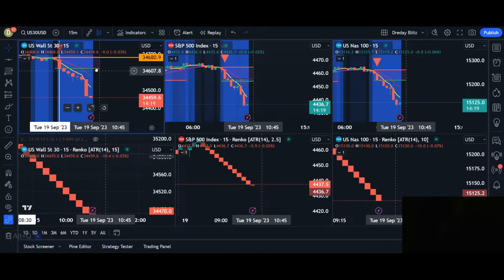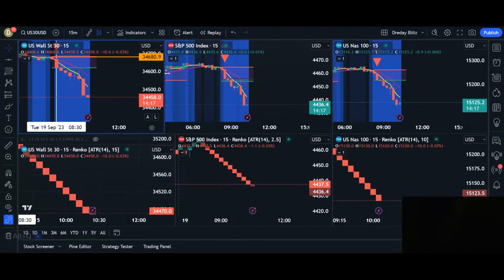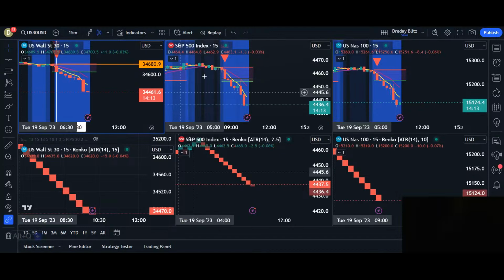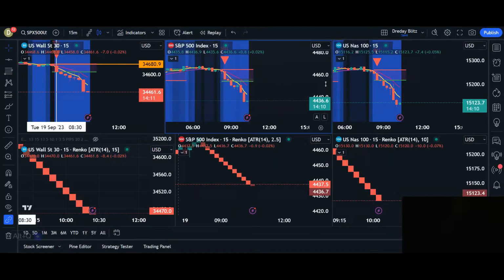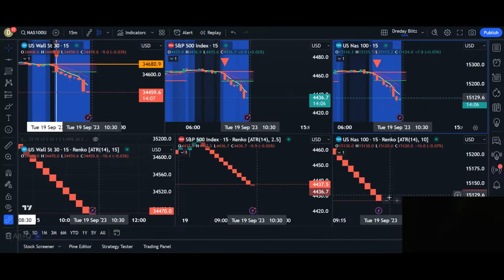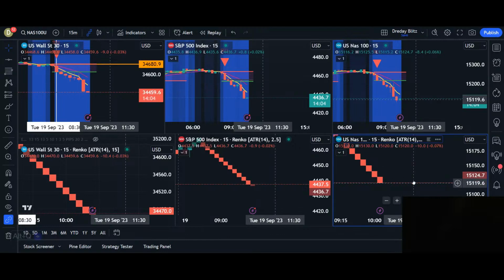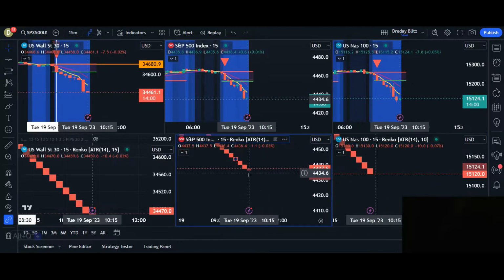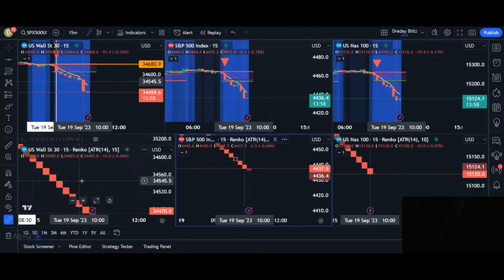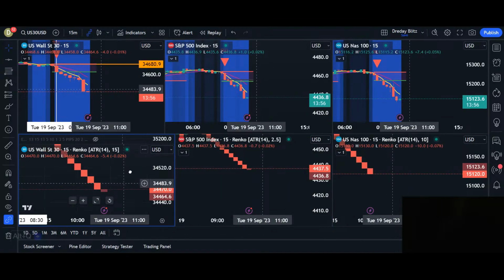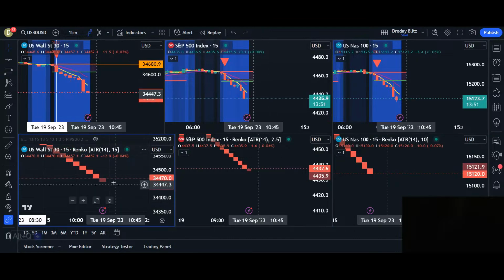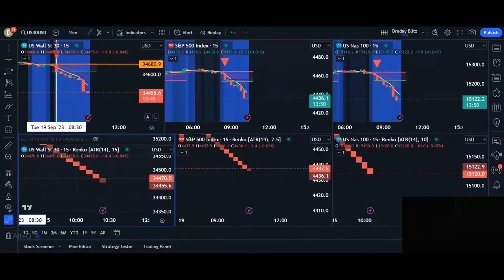So far, still pushing down. This market is still pushing down here. Let me minimize that so you could see everything. Perfect. So like I said, as long as I'm not seeing any reversal, I'm still in the trade. I would keep my position on. So right now it's still pushing down here.